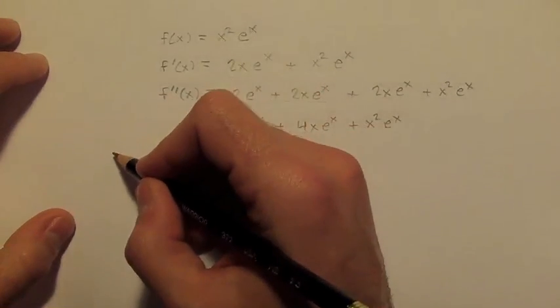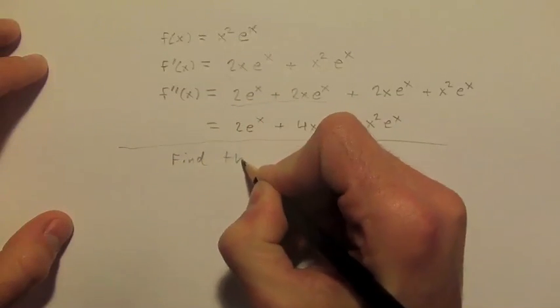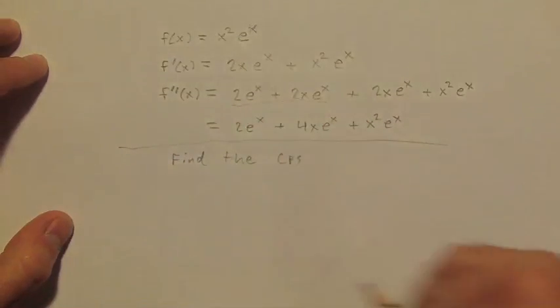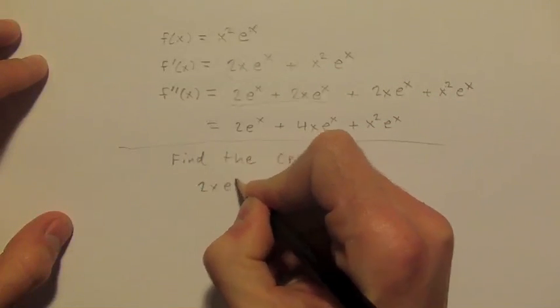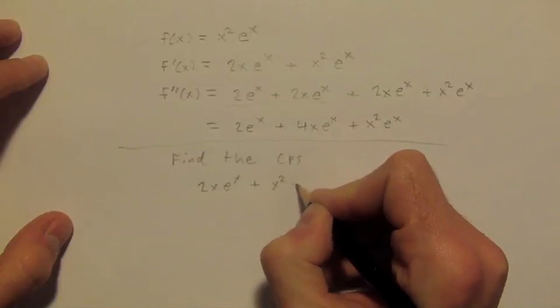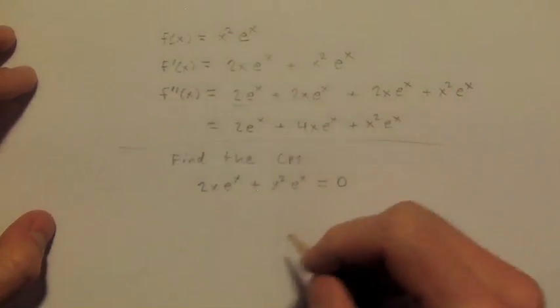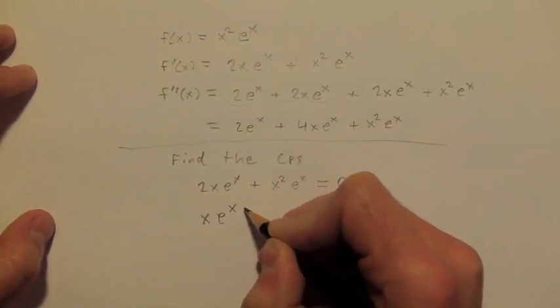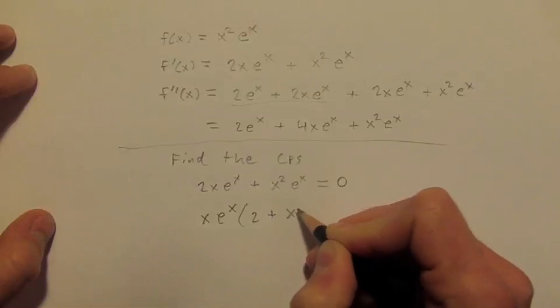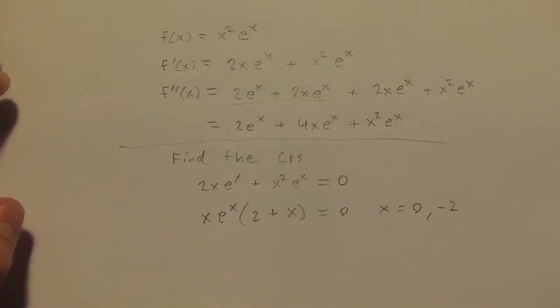All right, now let's find the critical points, which you have already done on a worksheet. We have 2x e to the x plus x squared e to the x is equal to 0, and I'm going to factor to start with, so I can factor out an x e to the x, and then I'm left with 2 plus x. So I'll go ahead and speed through this. You all already found that your critical points are 0 and negative 2.